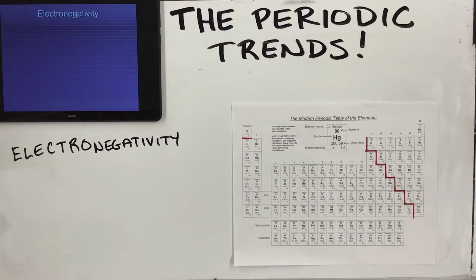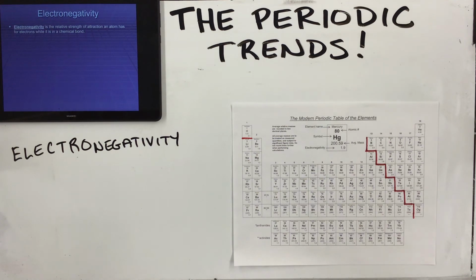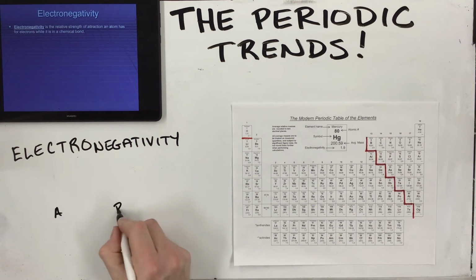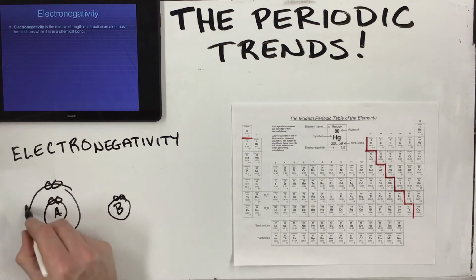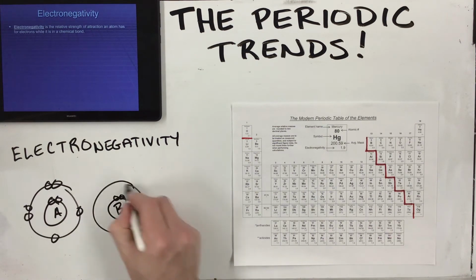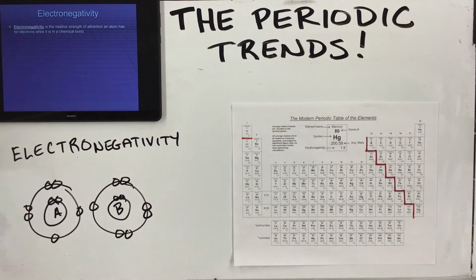Now, electronegativity. What electronegativity is, it's the relative strength of attraction that an atom has for electrons when it's in a chemical bond. So we talked about atoms and we talked about valence electrons, and we know, from grade 10, all atoms want to get 8 outer electrons. So when I have atom A and atom B and they meet up and they want to fight for those electrons, right? There's two atoms. They're going to fight for these valence electrons. Remember, the valence electrons are on the outside here.